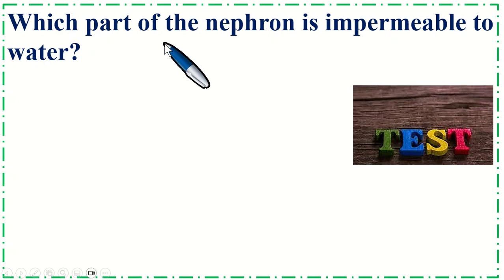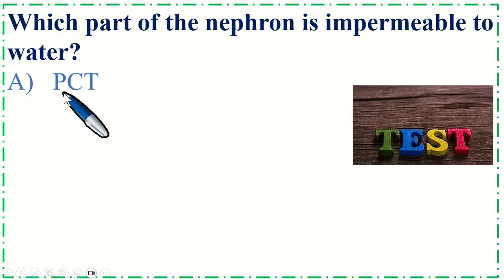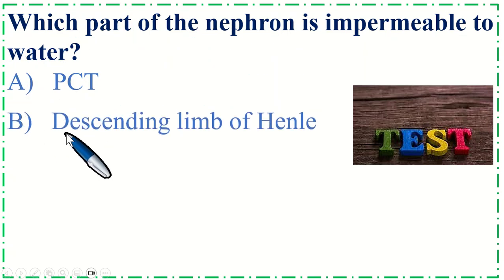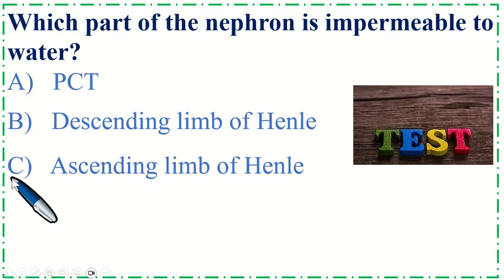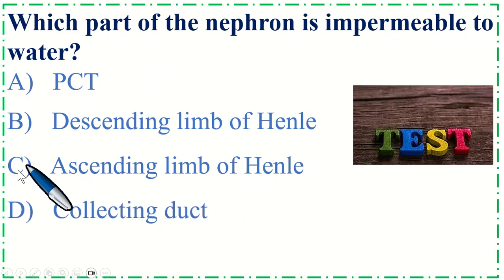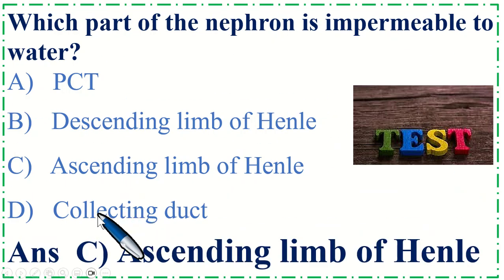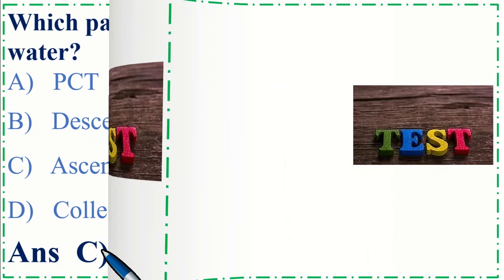Which part of the nephron is impermeable to water? Option A, PCT, B, descending limb of Henle, option C, ascending limb of Henle, and option D, collecting duct. Correct option is C, ascending limb of Henle.